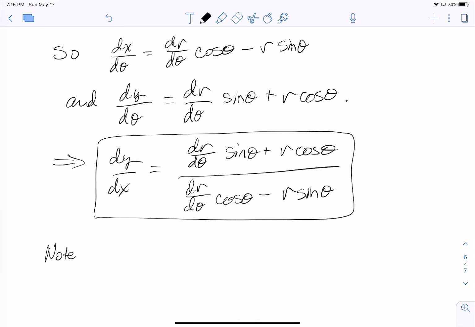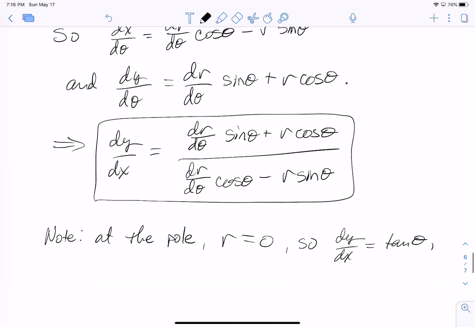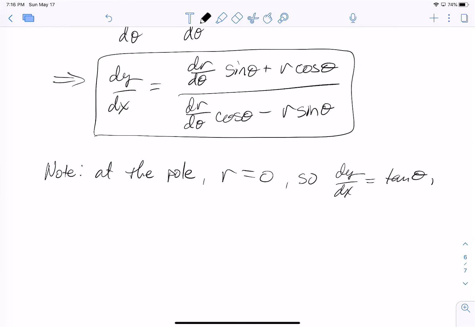Let's note that at the pole, r is equal to 0, so these terms that have r in the numerator and denominator will be 0. dr/dθ divides out. So dy/dx is simply sine over cosine, or tangent of theta, provided that dr/dθ is itself not equal to 0. Otherwise, we'd have 0 over 0, right?